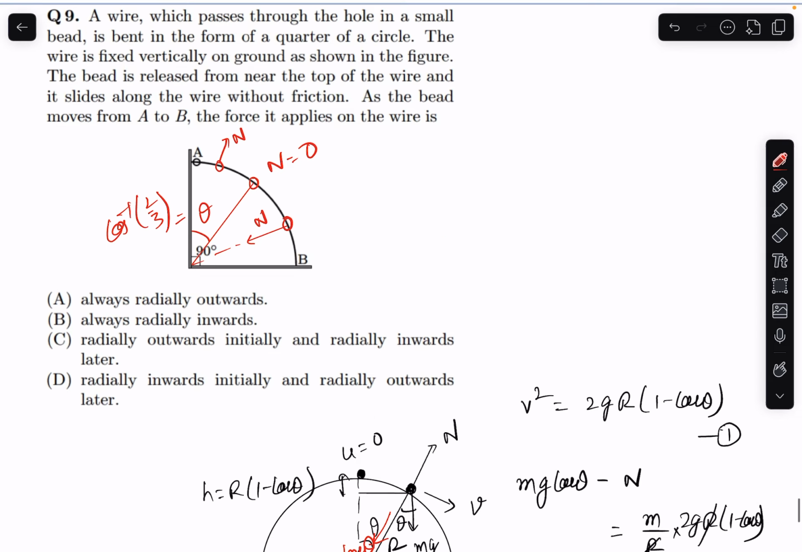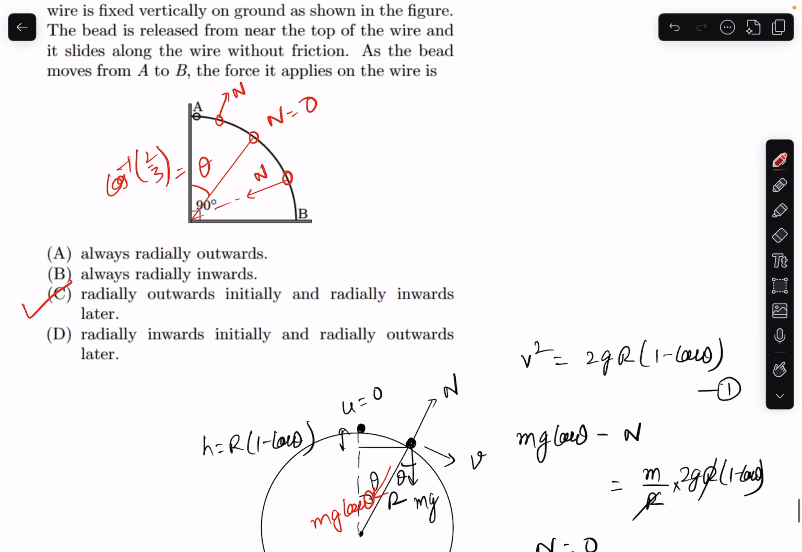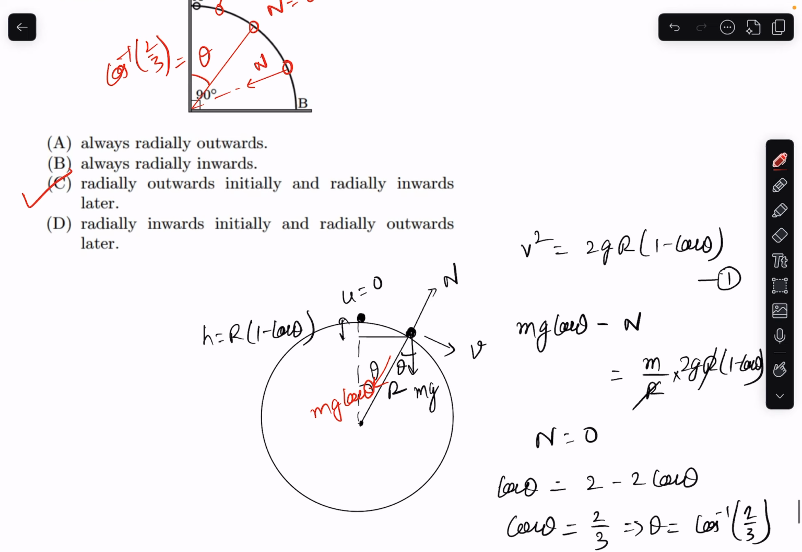So we can say that initially when the angle theta is small and the velocity of the block is quite small, the normal reaction is outward, and after the cos inverse 2 by 3 angle, the normal reaction becomes inwards. So the correct option should be option C. Radially outwards initially and radially inwards later. So that's it.